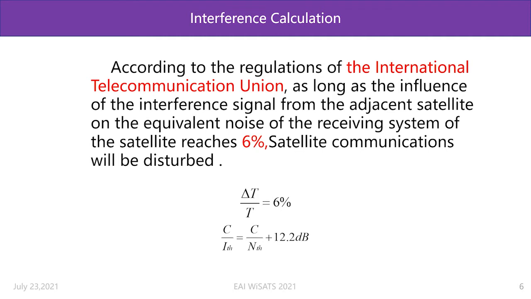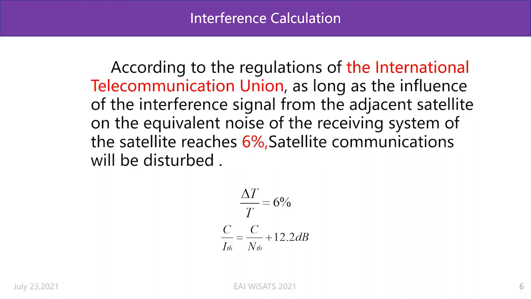According to the regulations of the International Telecommunication Union, as long as the influence of the interference signal from the adjacent satellite on the equivalent noise of the receiving systems of the satellite reaches 6%, it's generally recognized that there is interference in the adjacent satellite system and needs to be adjusted. Therefore, 6% is regarded as the threshold.